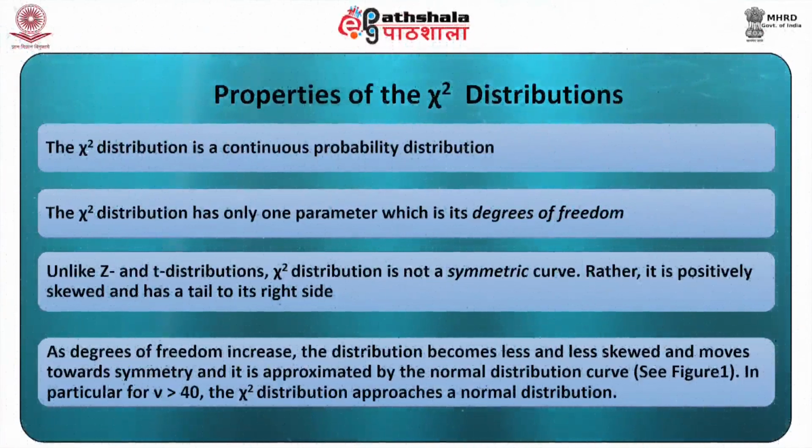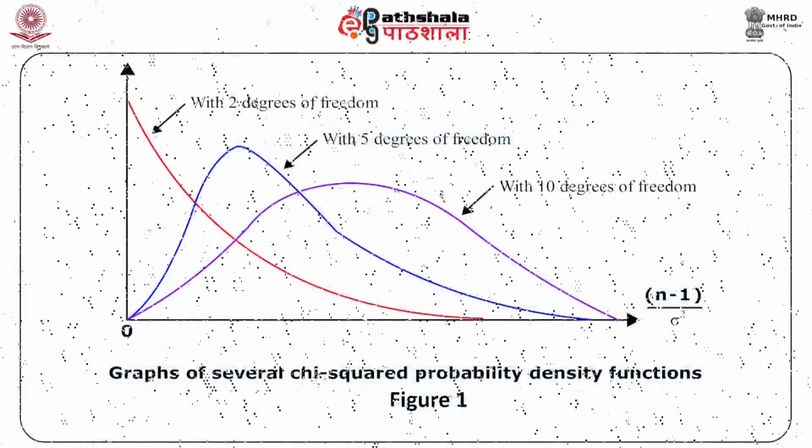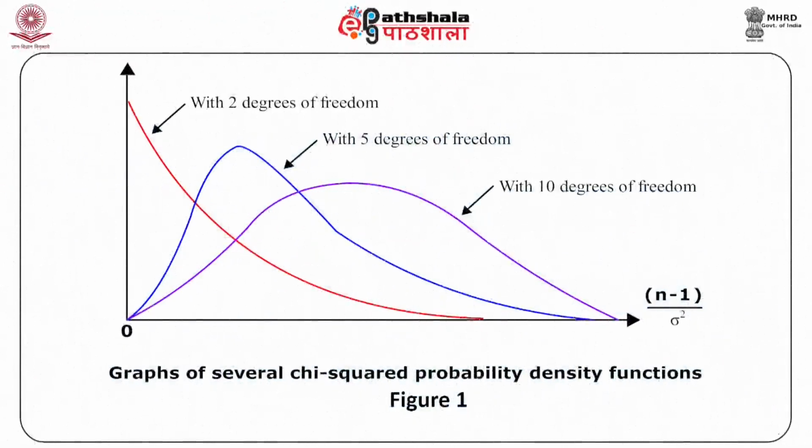Rather, it is a positively skewed curve and has a tail to its right side. As degree of freedom increases, you can see from the diagram below, the distribution becomes less and less skewed and moves towards symmetry and is approximated by the normal distribution curve. In particular, for nu, which is degrees of freedom, greater than 40, the chi-square distribution approaches a normal distribution.